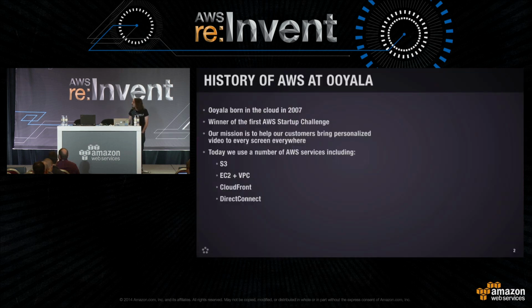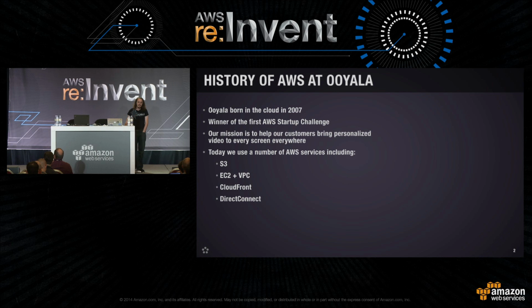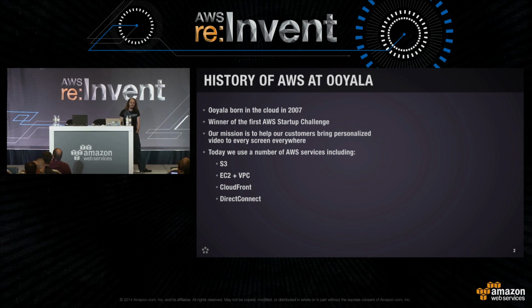So we'll just talk a little bit quickly about the history of Uyala and our time with AWS. So we were born in the cloud back in 2007. From the start, we've been running on EC2 and S3, and our co-founders got together around that same time and won the first AWS Startup Challenge, putting together a compelling video delivery, monetization, and analytics platform, again, using EC2 and S3.